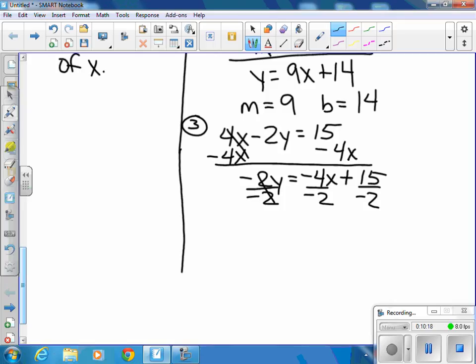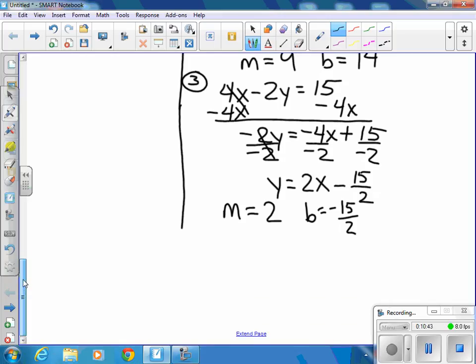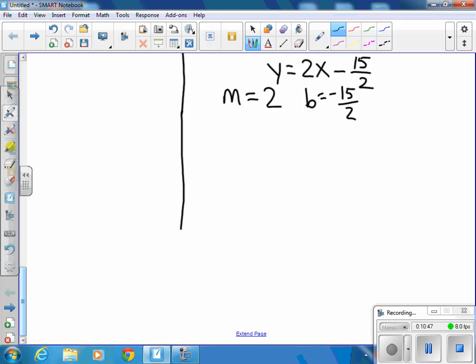Now clean it up so that you have a proper looking equation. Y equals positive 2x. 15 does not divide by negative 2, but a positive and a negative is going to turn into negative 15 over 2. Okay, and now that your y is by itself, you're ready to pick out your two pieces. The m is the number attached to the x, so that would be 2 in our case. The b is the number by itself, which in our case would be negative 15 over 2. Do not turn them into decimals, leave them as fractions. Because when you go to graph, we don't graph with decimals.